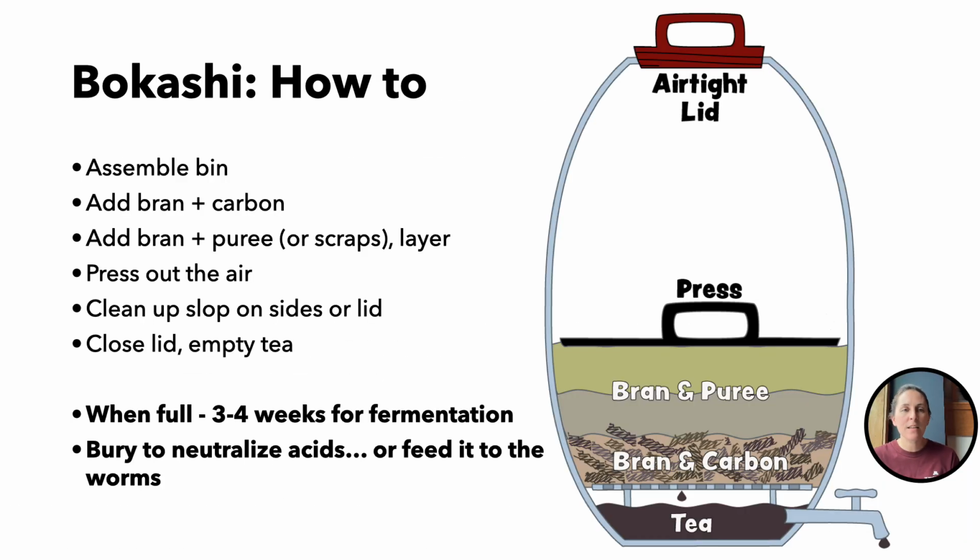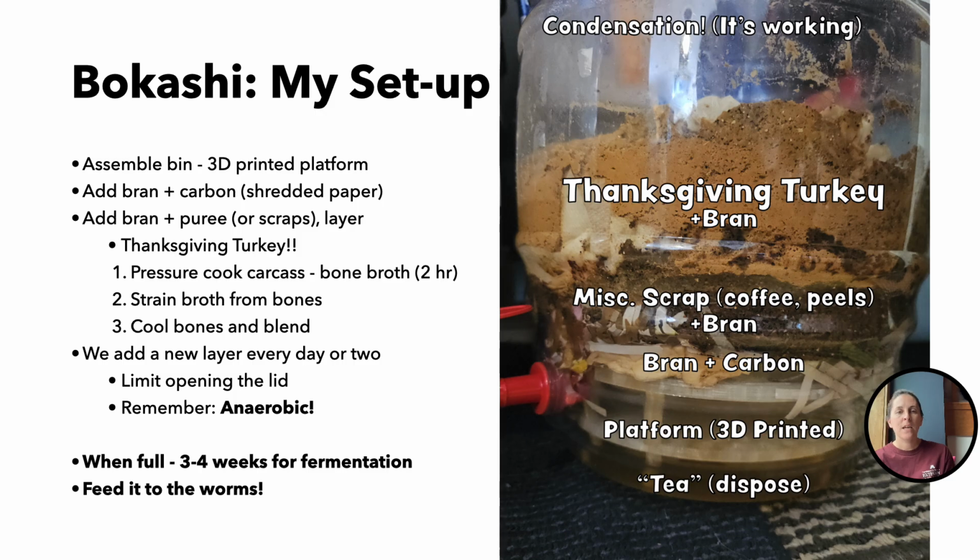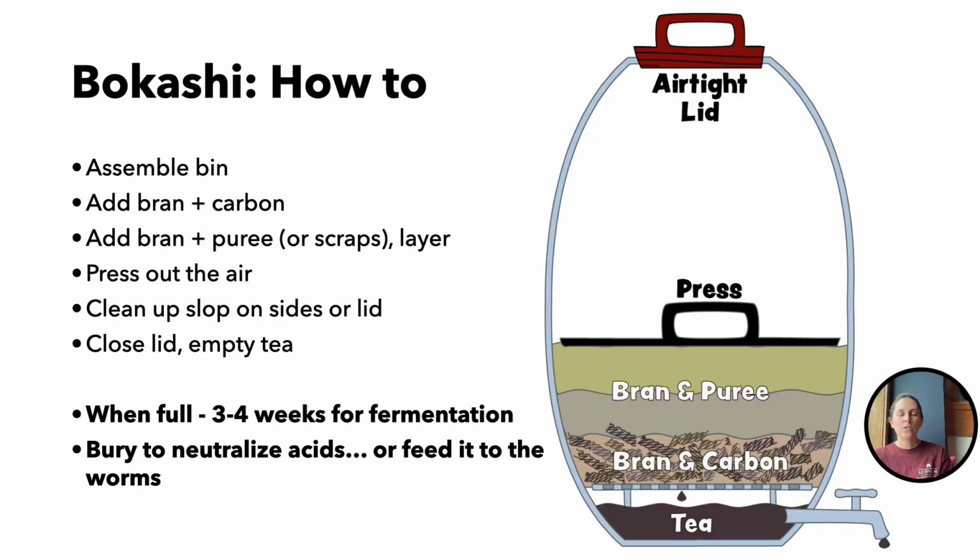So this is kind of what the bokashi bin is going to end up looking like. So first step is to go ahead and assemble your bin. And then you're going to add your bran and your carbon. And so that is down here at the bottom of the bin. And so you'll see our bin has a spigot. That's to get rid of any of the fluids. And then there's this platform. And then there's this bran and carbon layer.